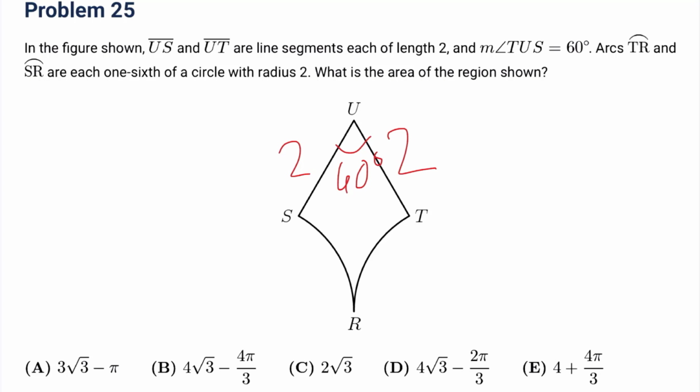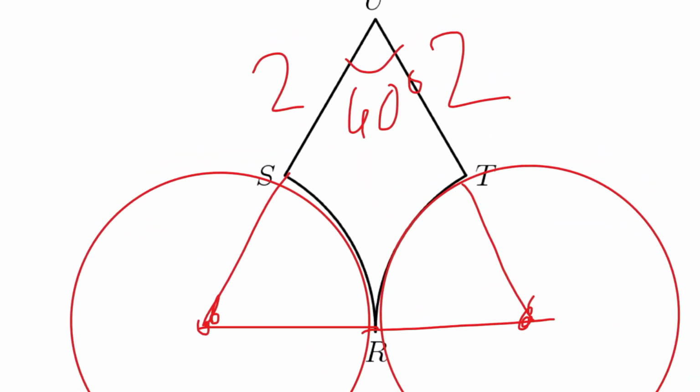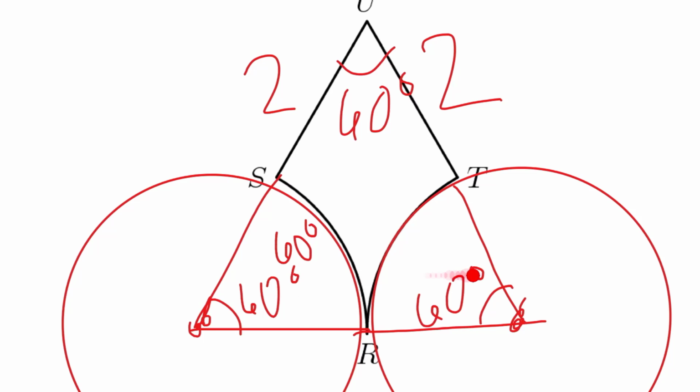So first, I'm going to draw these circles. And their centers are about here and here. So we're going to draw the radiuses, or radii. And now, we have a good diagram. We know that this is 1/6 of the circle, so it's 60 degrees. So therefore this angle is also 60 degrees. And the same over here. All the angles are 60 degrees.